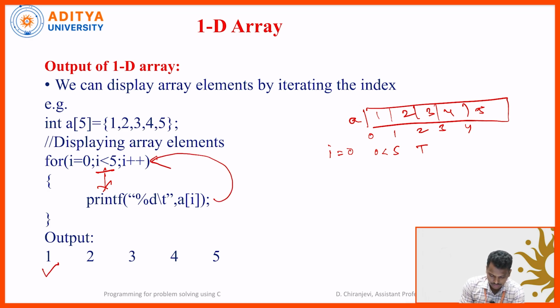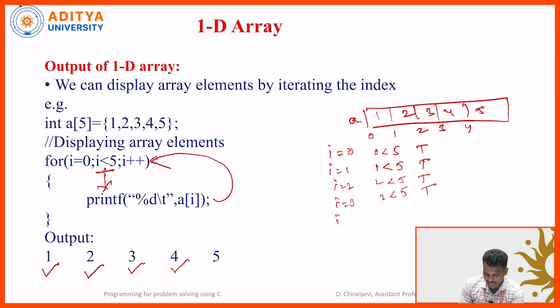After printing, you will perform I plus plus, so I value is 1. Again you will check the condition, 1 less than 5. That is true. Now you will print A of 1, which is 2, so 2 will be printed. After that I plus plus, I value is 2. 2 less than 5, true. So A of 2 will be printed, which is 3. After that I plus plus, I value is 3. 3 less than 5, true. Now A of 3 will be printed, which is 4. After that again I plus plus, I value is 4. 4 less than 5, true. Now you will print A of 4, which is 5. So 5 is displayed.